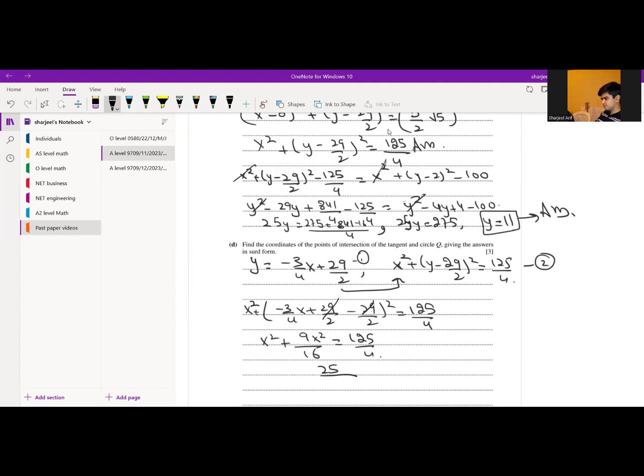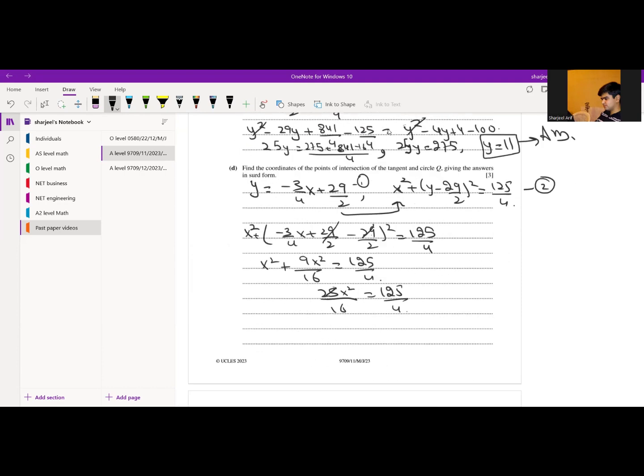Simplify to get 25x square over 16 equal to 125 over 4. You can cancel these: 125 is 25 times 5, and 16 over 4 is 4. You will get x square equal to 20. And the two values of x will be plus minus square root of 20. Now you have to give the answer in surd form. You will write it as 2 square root of 5.